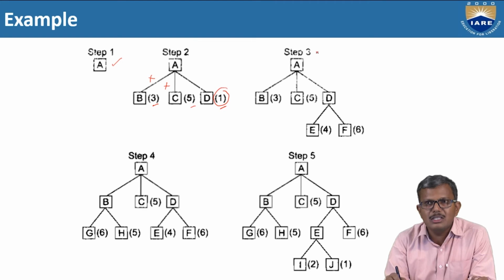So in the third step, we explore the successor nodes of D. Then again we applied the heuristic function, and we got the values as 4 and 6.